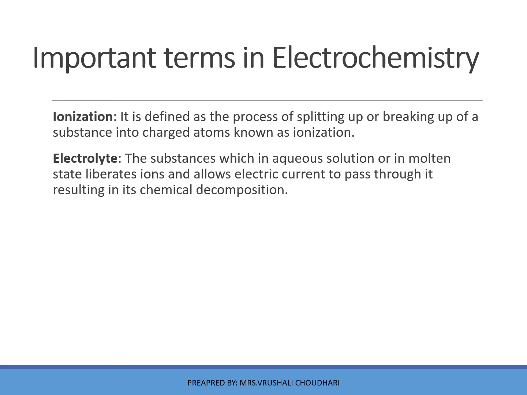Why are they conducting? Because due to ionization, cations and anions form, positive and negative charged ions are there. So they allow current to pass through it. That is called an electrolyte.